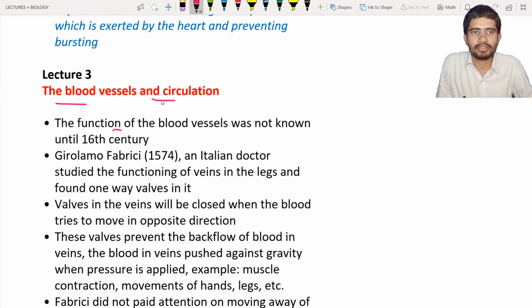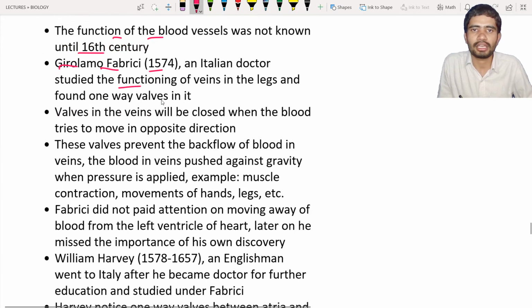So the function of the blood vessels was not known until the 16th century. Till the 16th century, people did not know about the blood vessels. Here there is one scientist, Fabrici. In the year 1574, he studied the functioning of the veins in the legs, and he found that there are walls in the veins of the legs.